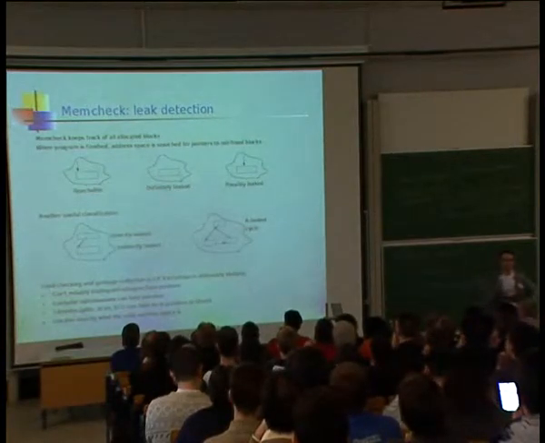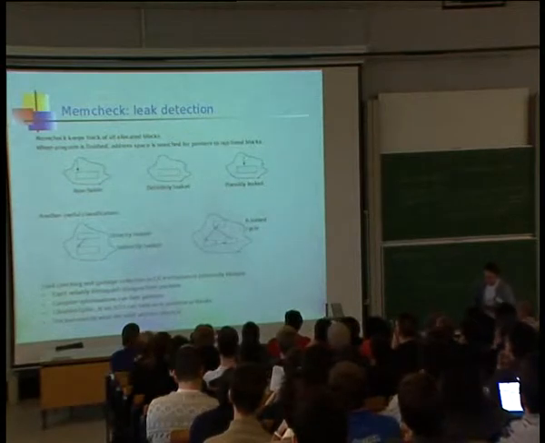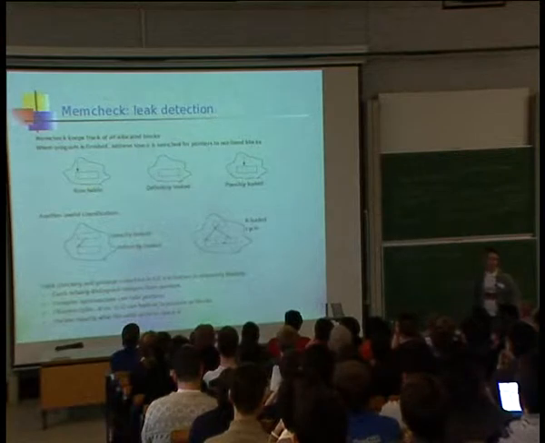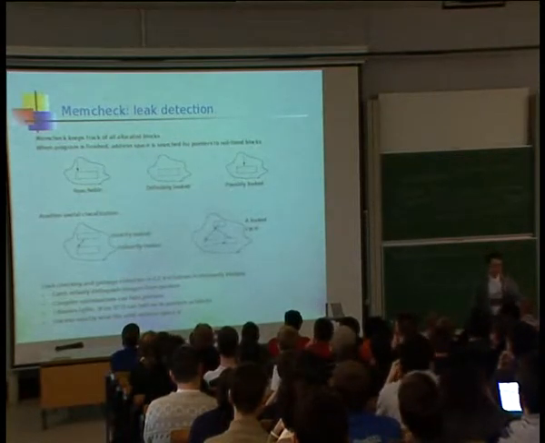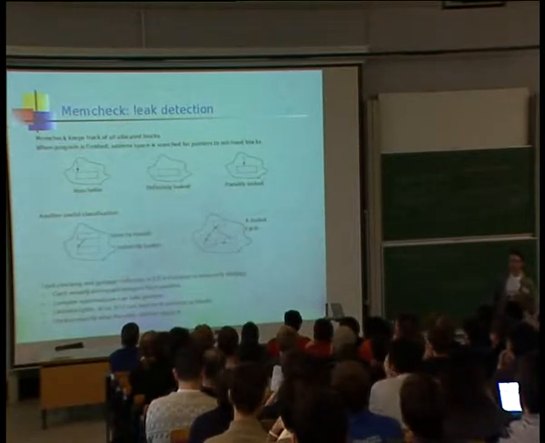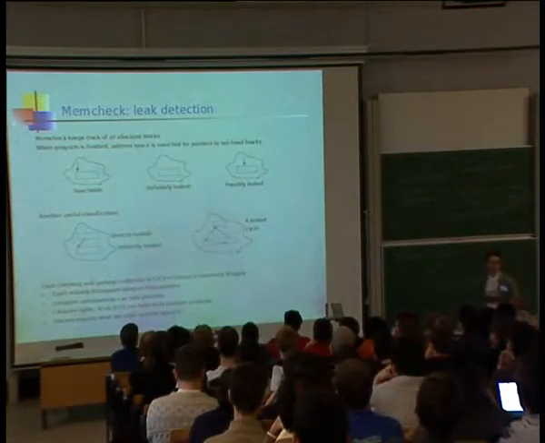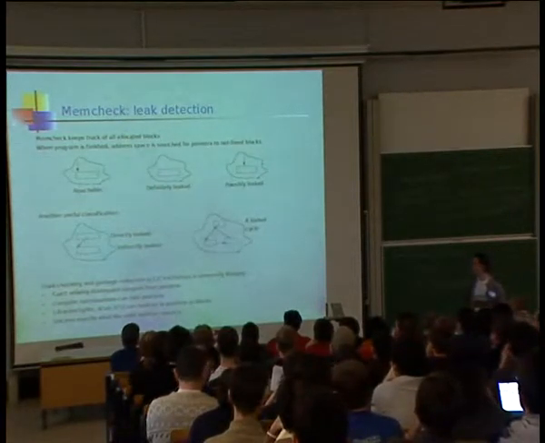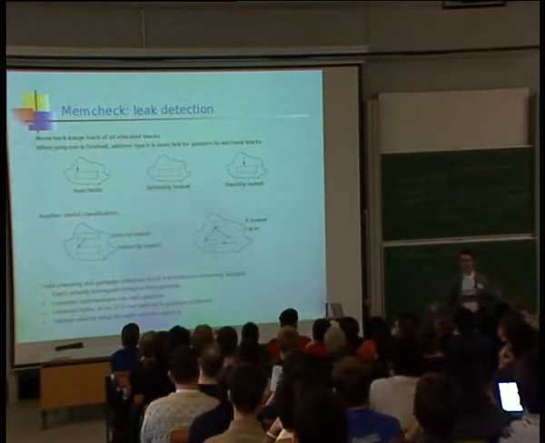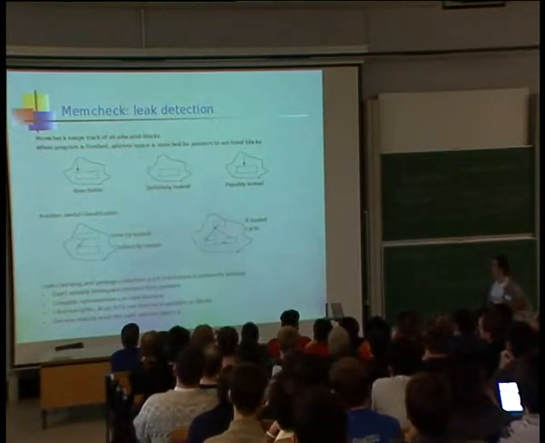The second thing that memcheck will do is leak detection. Memcheck is intercepting all your malloc and free calls and doing its own implementation of malloc and free and new and delete, whatever. It keeps track of all these blocks and where you allocated them and where you freed them. And when the program comes to an end, or just when you ask, it will scan the entire address space and look for pointers to blocks which haven't been freed. It's a pretty standard leak check.